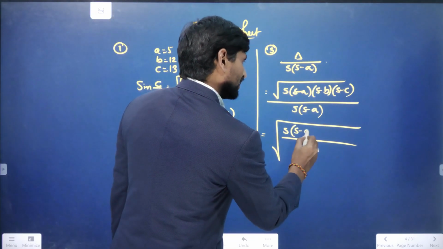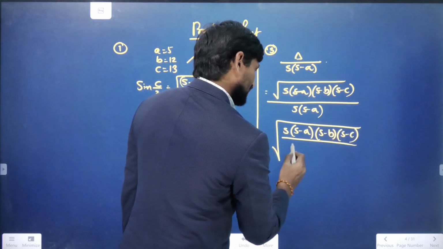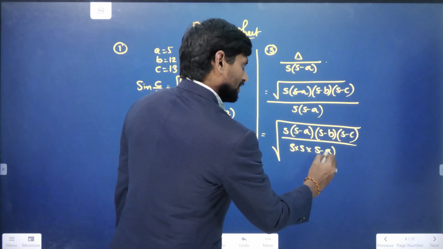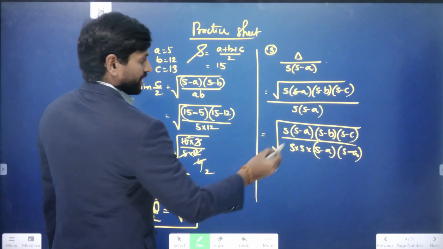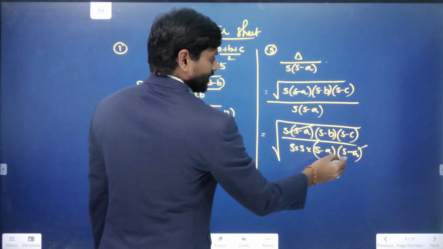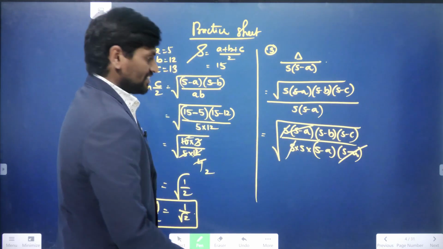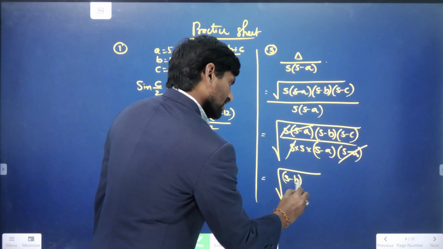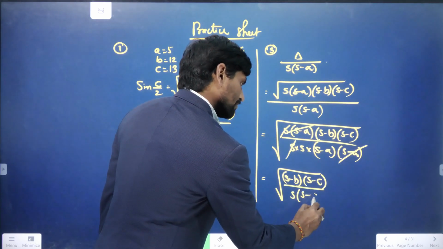So in the numerator I am writing S into S minus A into S minus B into S minus C by S. It becomes S into S, and S minus A becomes S minus A into S minus A. Okay? Numerator S minus A and denominator S minus A cancel. Numerator S and denominator S cancel. What are the remaining terms here? S minus B into S minus C by S into S minus A.